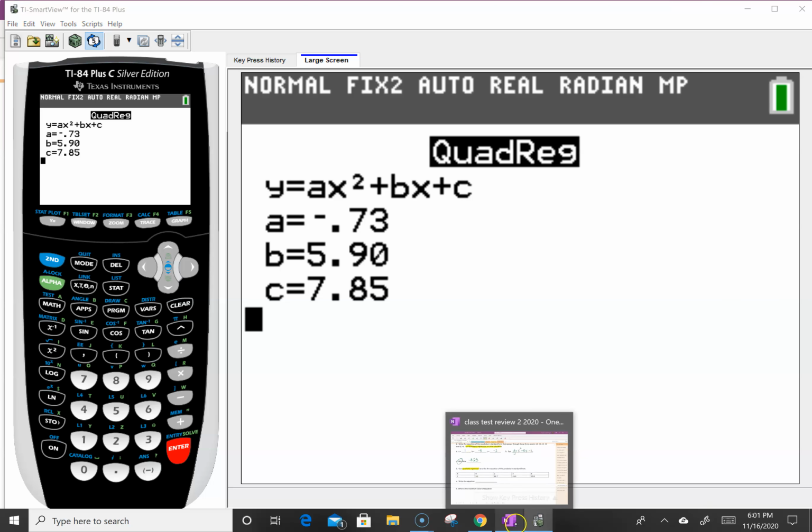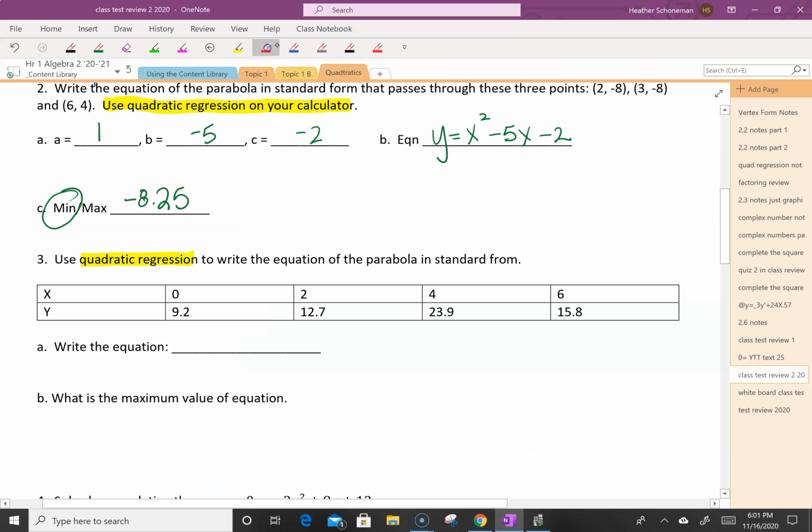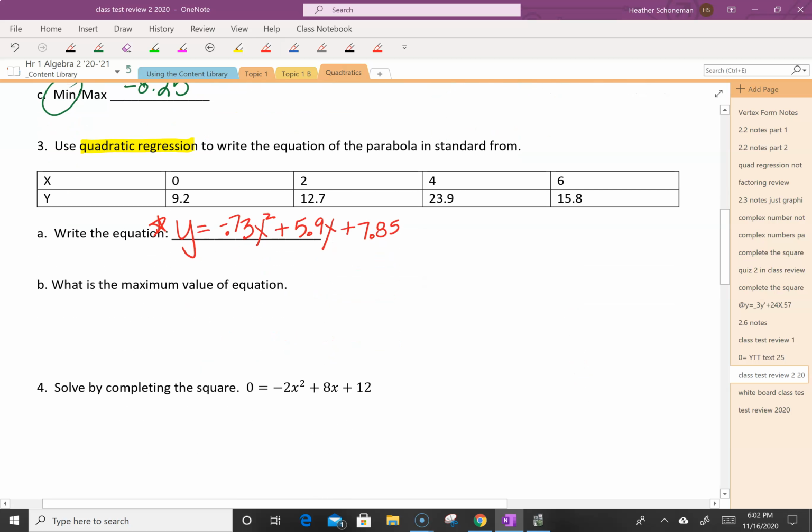Now that I know this, I can write my equation. So my equation is going to be y equals, notice, I keep writing the y equals, that's an important part, negative 0.73x squared plus 5.9x plus 7.85.